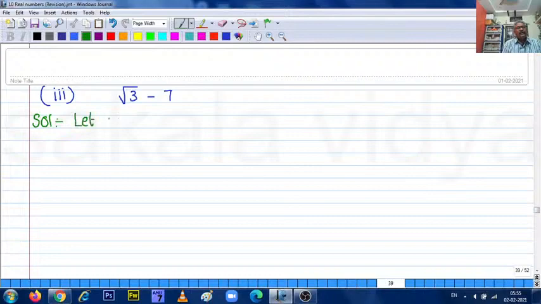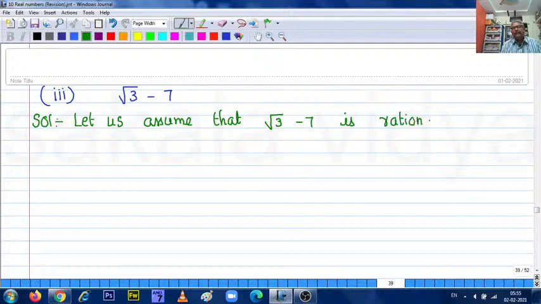Let us assume that root 3 minus 7 is rational. This is our first assumption. May be correct, may not be correct, we do not know.